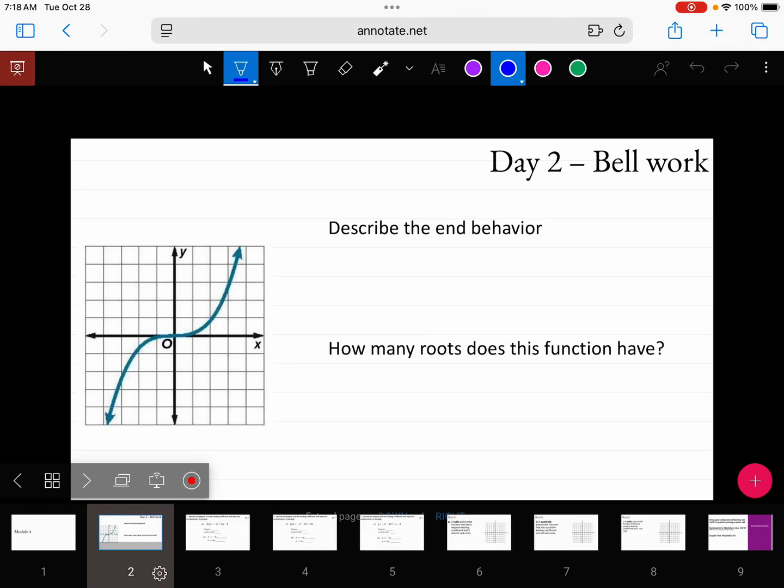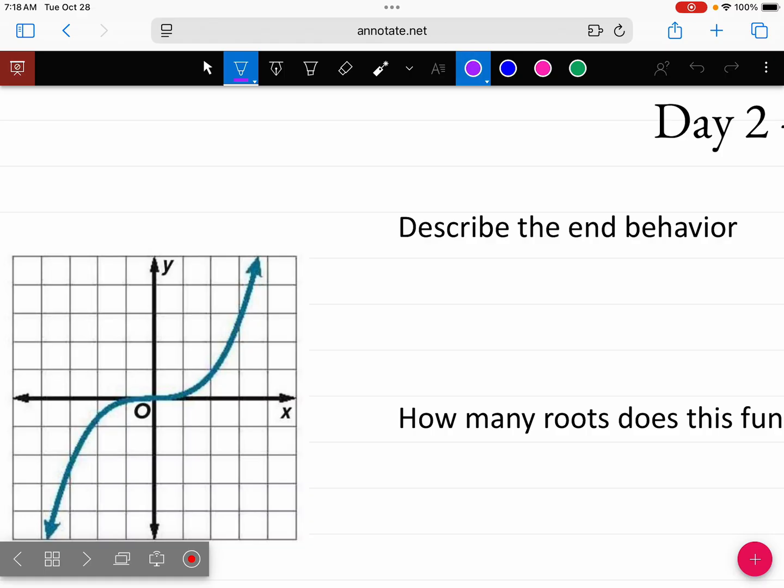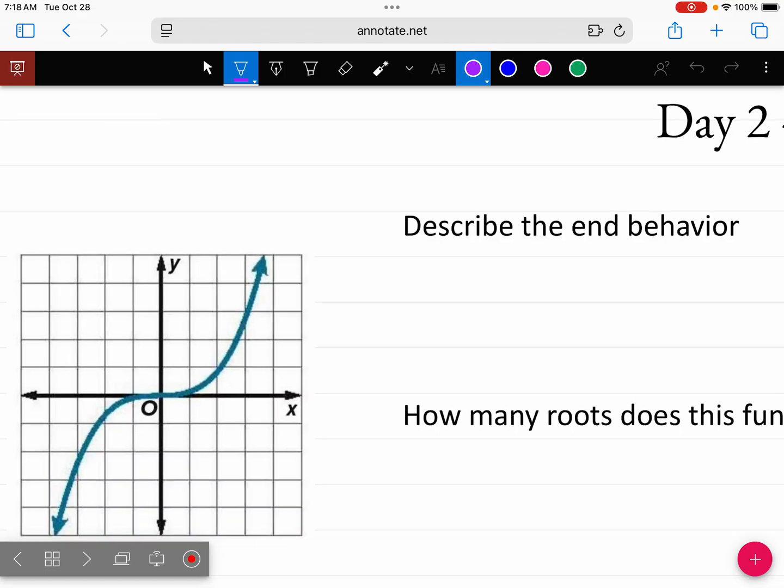Okay. Let's take a look at this. How would we describe this end behavior? How would we start? Yep, as x approaches infinity, so that means we're looking at our right arrow, which is where I usually start.